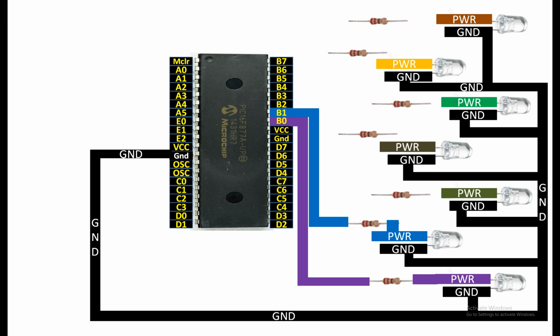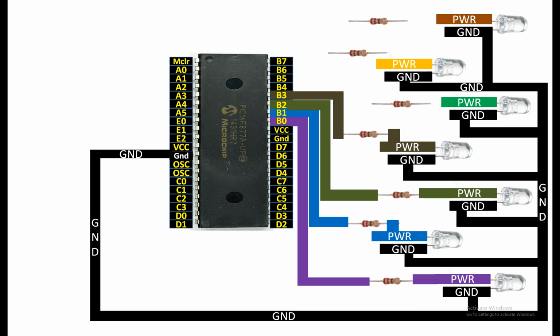For the third last LED, connect the longer pin to one end of the 220 ohm resistor like this. Then from the other end of the 220 ohm resistor, you can connect it to any available digital input output pin. I'm going to use pin number B2 like this. Now for the fourth LED from the top, connect the longer pin to one end of the 220 ohm resistor like this. Then from the other end, connect it to any available digital input output pin. I'm going to use pin number B3.